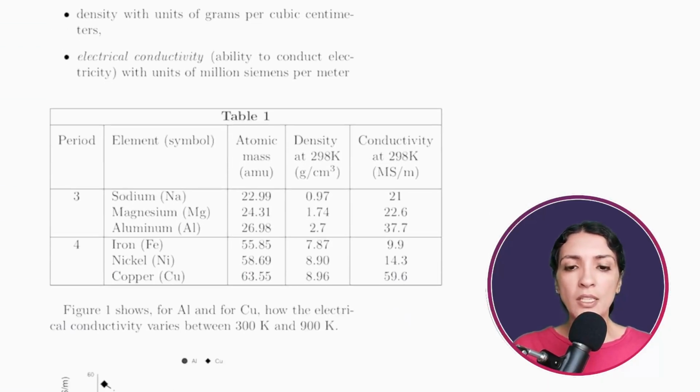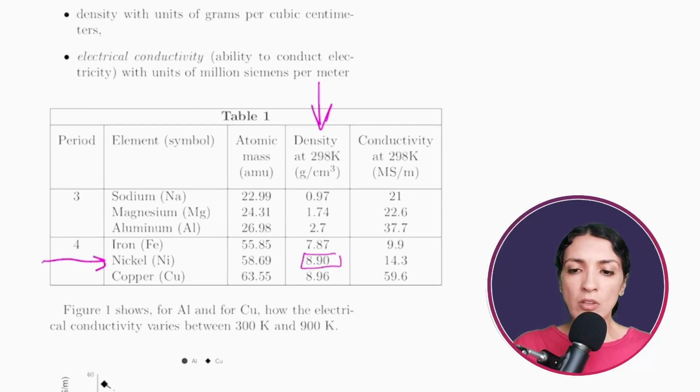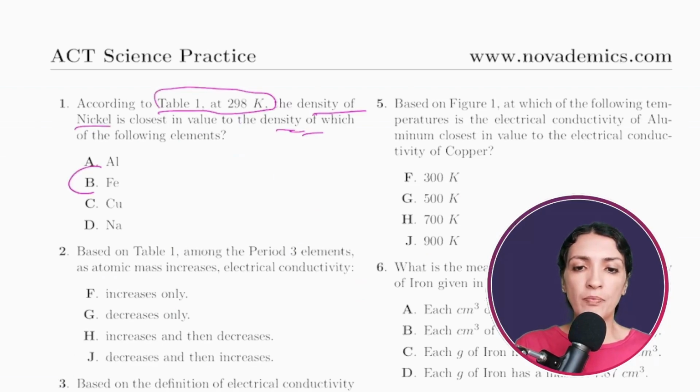In table 1, nickel is this row, and density is on this column. So nickel has a density of 8.9. Now, the numbers that are close to that are either 7.87 or 8.96. And between these two, 7.87 is the number that's closest to 8.9, which corresponds to iron. So that would be our choice.